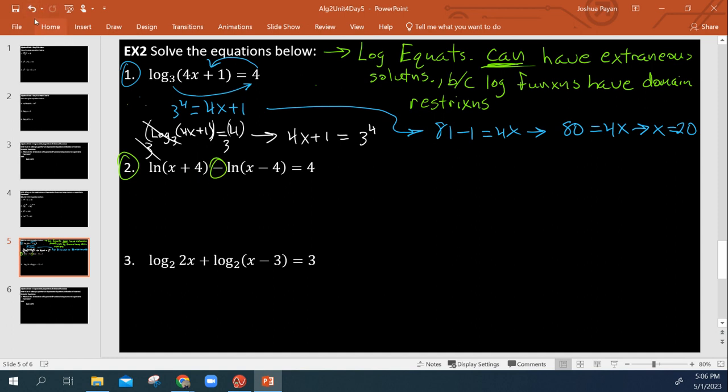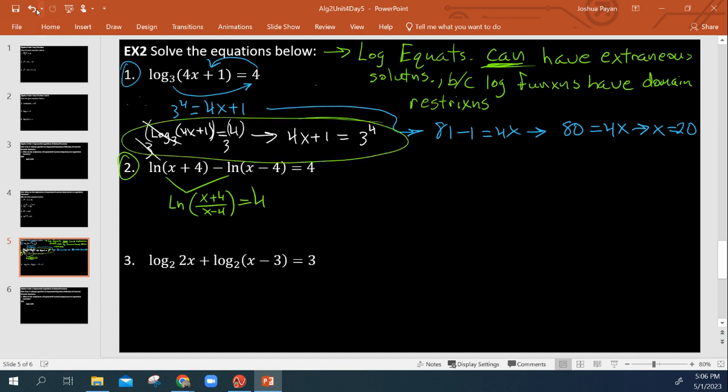So because of this minus, I can go ahead and utilize the quotient law of logarithms. That means I can rewrite these two as a single logarithm, ln of (x plus 4) all divided by (x minus 4) is equal to 4. You can use the arrows like I did up here in this last example, or you can use straightforward algebra. I don't care which one you do.